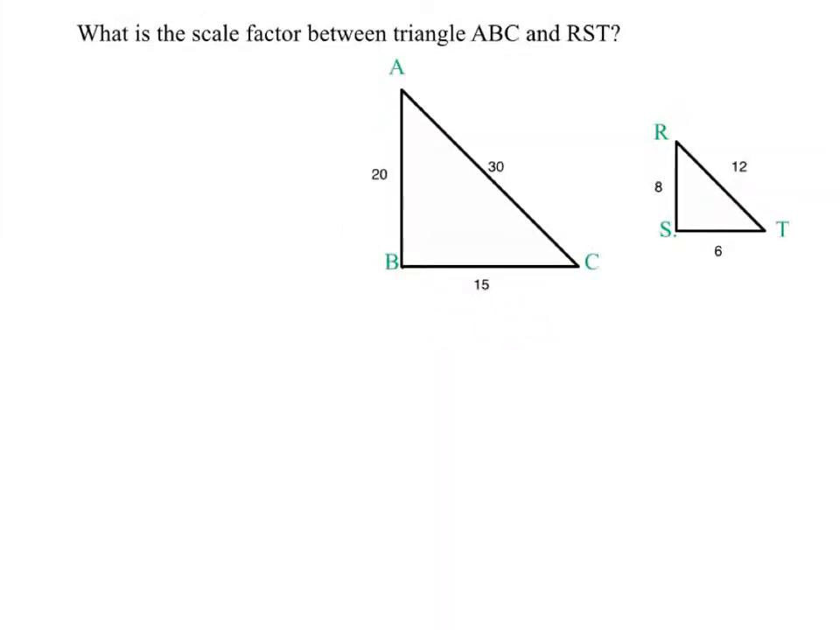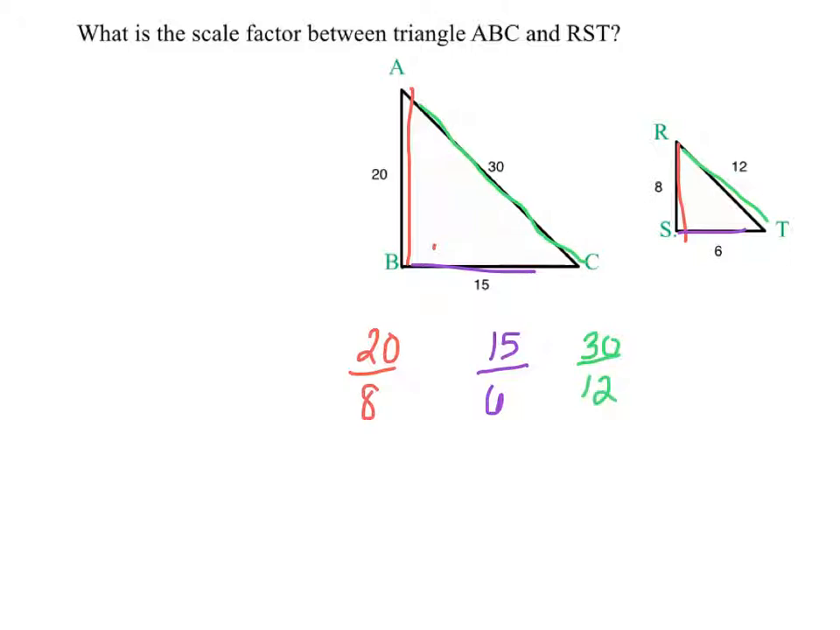For this last one, go ahead and find the scale factor between these two triangles. So this one was not as clear-cut as the ones before, and I can't automatically determine what number I'm going to multiply by to go from one triangle to the other. So again, I'm still going to set up my ratio. So my side 20 corresponds to 8. 15 corresponds to 6. And 30 corresponds with 12.